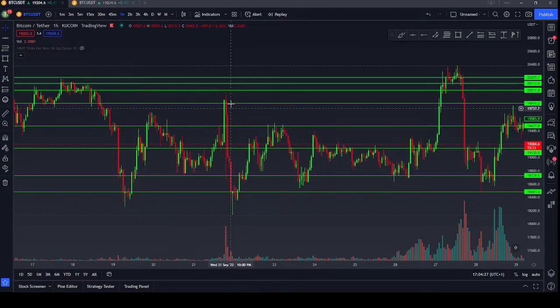Get this one under your fingertips. Get your fingerprints all over it. Make sure you're comfortable with using the VRVP because it's a really, really solid tool for your weapons.